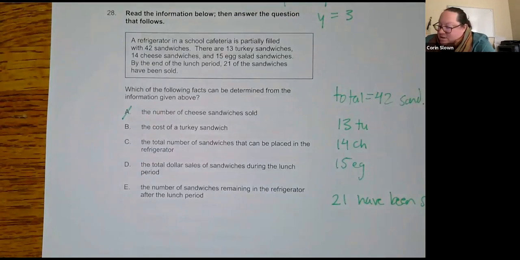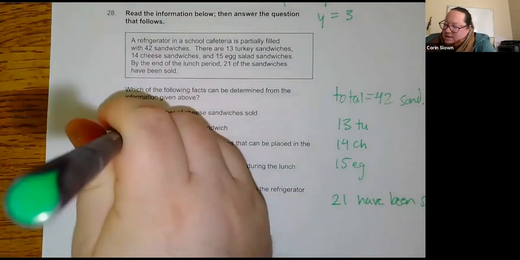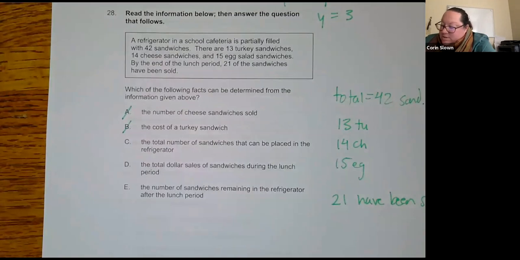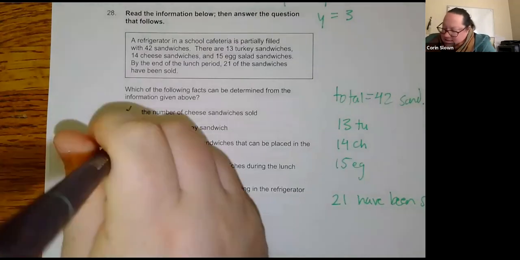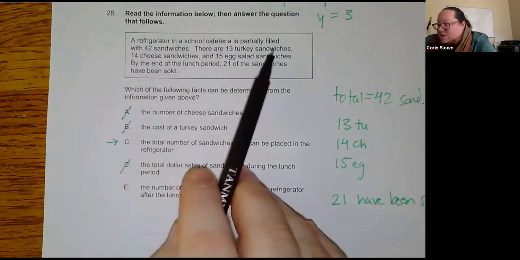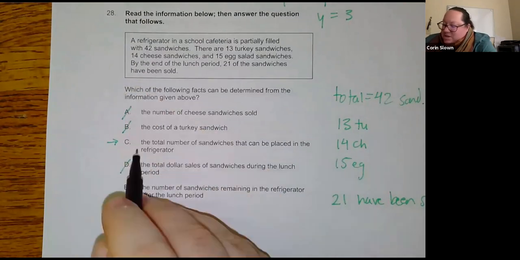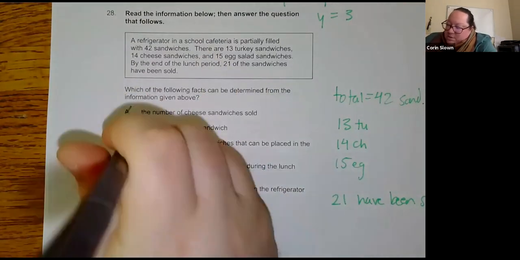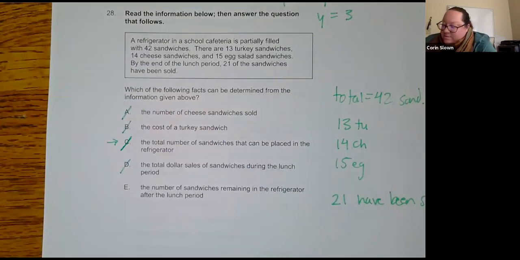The cost of a turkey sandwich. Well, if there's a cost, they haven't told us that, so we can't do anything with B. The total number of sandwiches that can be placed in the refrigerator. Well, we know the total number of sandwiches, but we don't actually know how much the refrigerator holds. So I don't think that C is the right answer, but we'll hold and come back to it. The total dollar sales of sandwiches during the lunch period. Nope, that one won't work either. And then E is the number of sandwiches remaining in the refrigerator after the lunch period. So the good news is it says the refrigerator is partially filled with 42 sandwiches. So because it's partially filled, we don't have enough information to know the total number that could be placed in the refrigerator. So we're going to get rid of C.